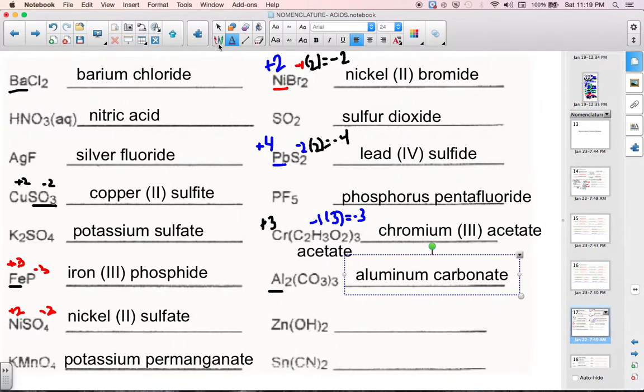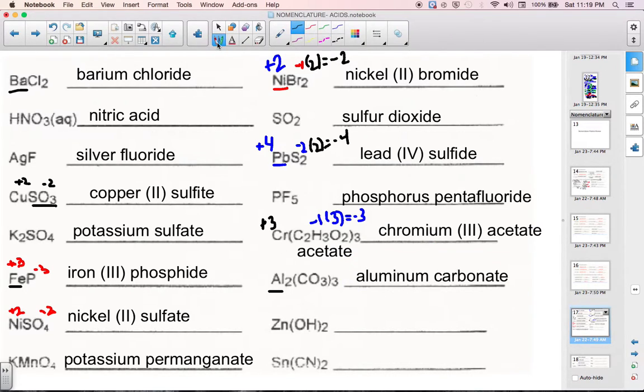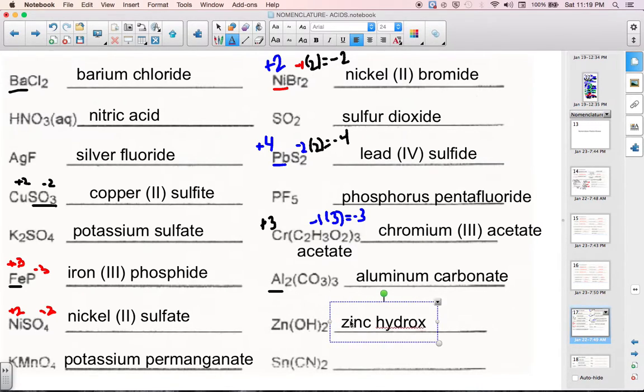Zinc is the next one. I have zinc, and zinc can have only a +2 charge. So I'm not going to do any calculations for this one. I'm going to simply call this zinc, and the OH is hydroxide.